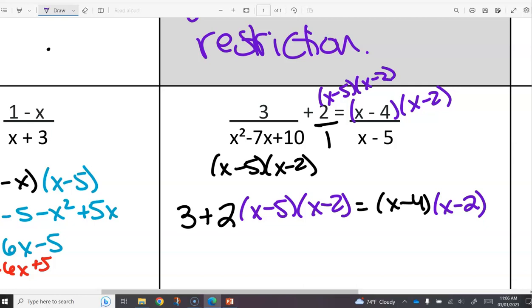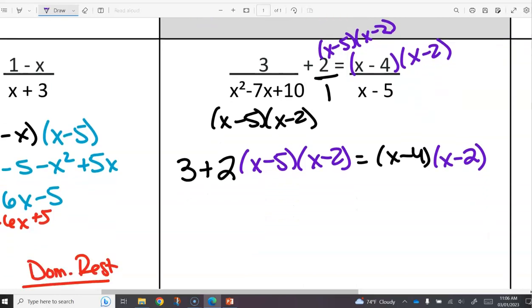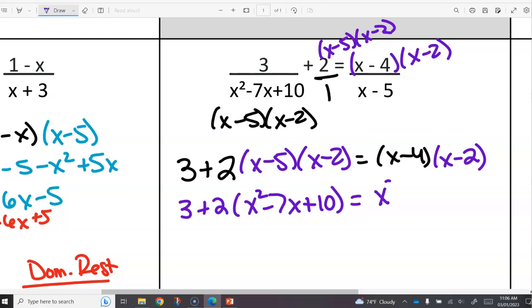Okay. Ready? So 3 stays 3. Sweet. Here, we know this is x squared minus 7x plus 10, because that's what we used to get it, right? This side is what? X squared minus 6x plus 8. Am I going too fast?